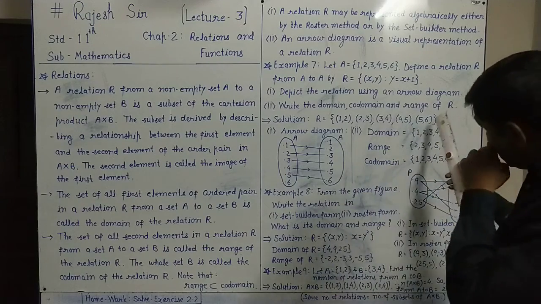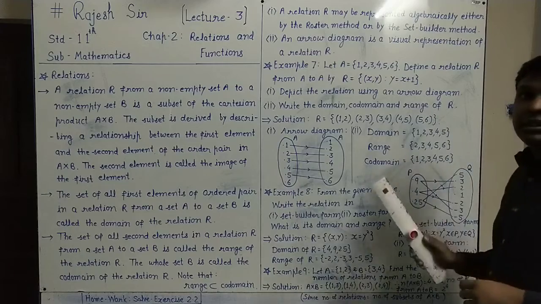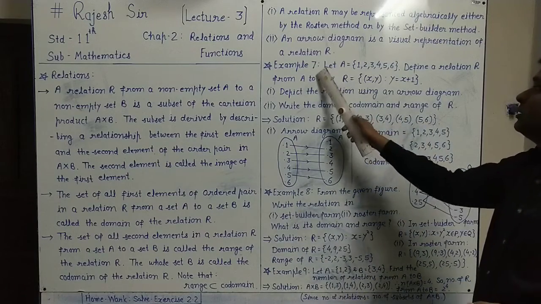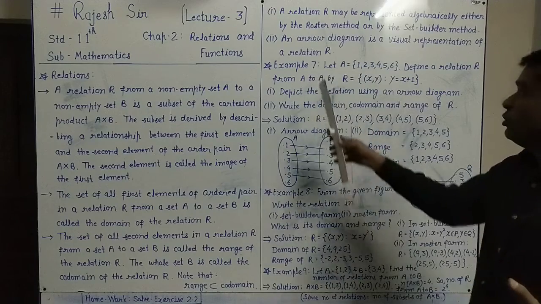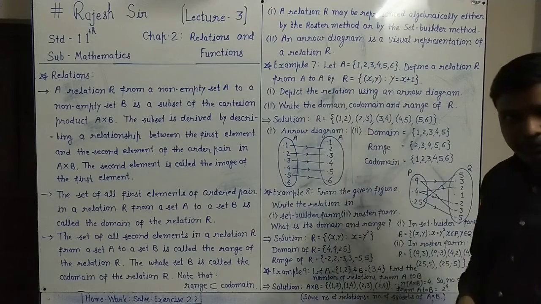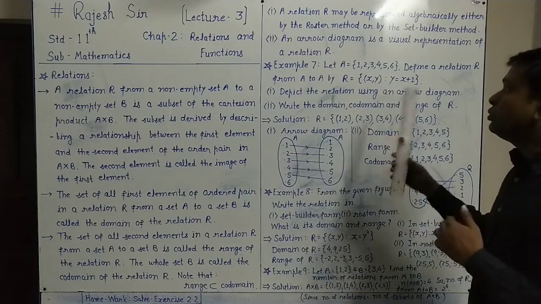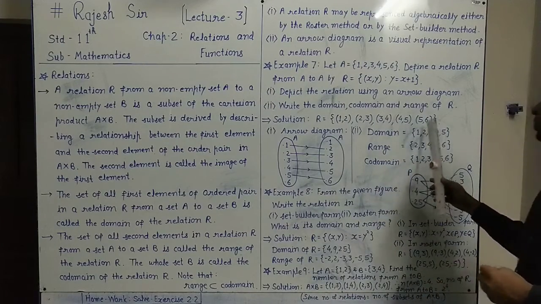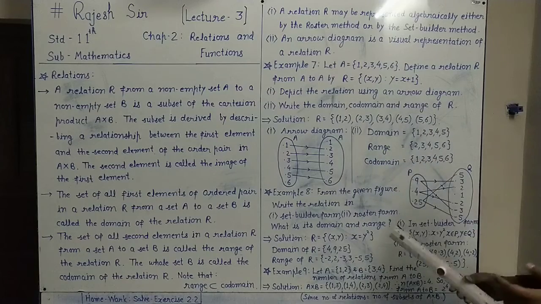We can write up to this, because for 6, 6 plus 1 would be 7, but 7 is not in our codomain, because in this case domain and codomain both are A. So we cannot exceed the codomain. So up to 6 only. So this is our relation in roster form that we have written.